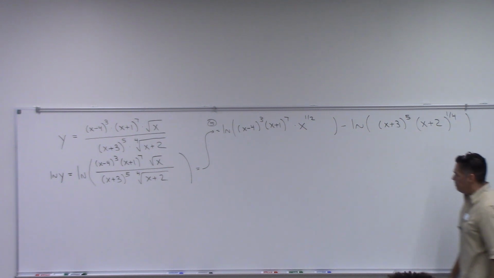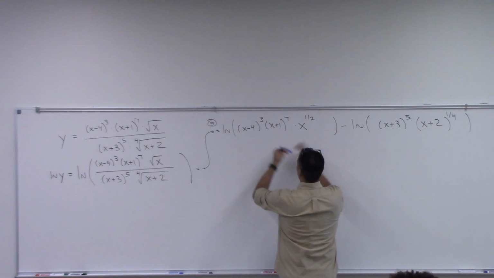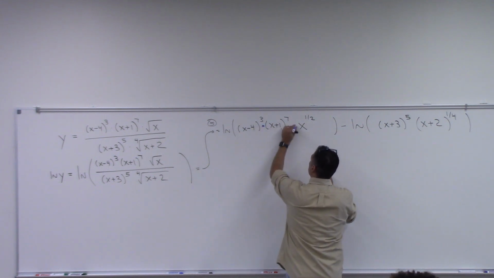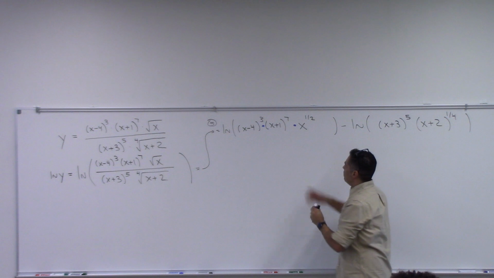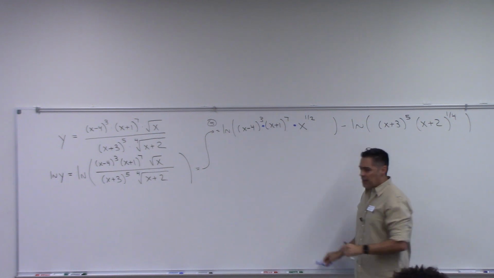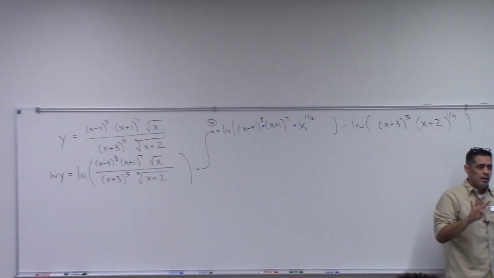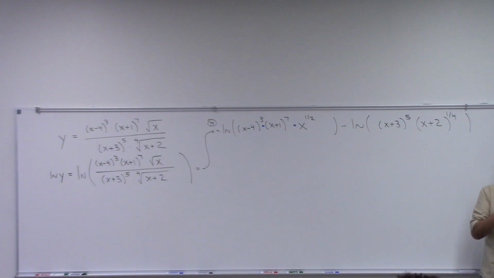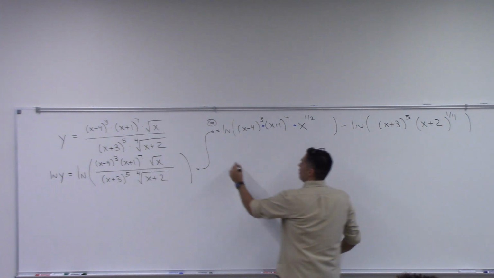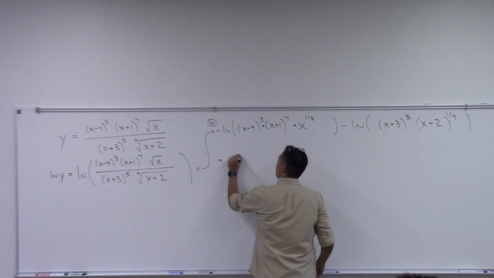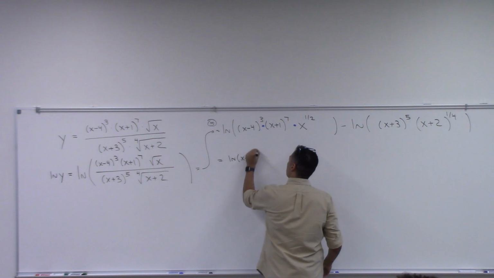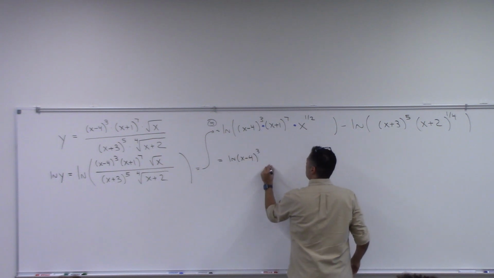But this logarithm has 3 multiplications, or 2 multiplications, right? 3 factors. And so I can use property 4 to turn that into plus 3 logs, right? It'll be a log plus another log plus another log. So I'm going to do that. This will become natural log x minus 4 to the third.